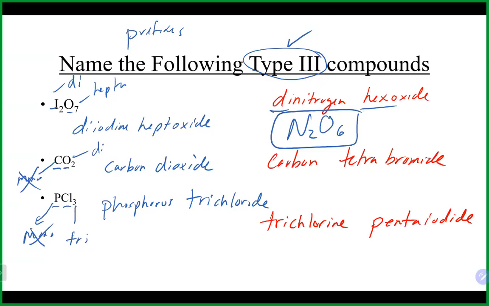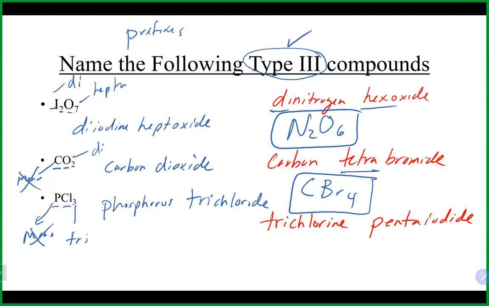Coming to the next one, carbon, no prefix there, but I do see a prefix here, which is tetra. So that does tell me it's type 3. So carbon with no prefix means I just have 1. And that means that the next one is tetra, which is 4, and Br for our bromine. It would look something like that.